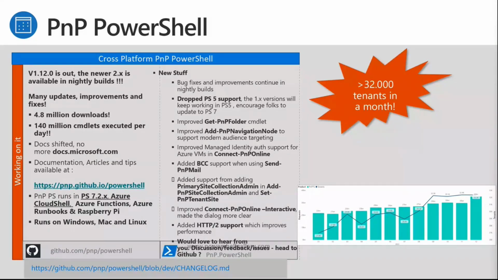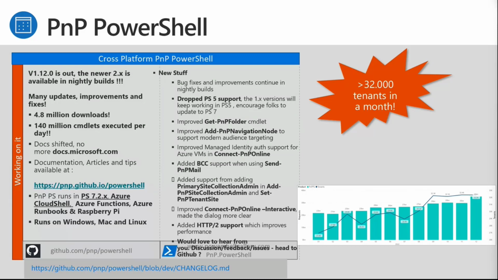Besides that, we also improved the Get-PnPFolder cmdlet. We also improved the PnP navigation node, so it supports modern audience targeting thanks to the work that has been done by Bert in the PnP Core SDK. Besides that, we have improved managed identity support inside Connect-PnPOnline. So it turns out that Azure VMs also support managed identity, and that particular scenario was not covered in PnP PowerShell. So we did that.